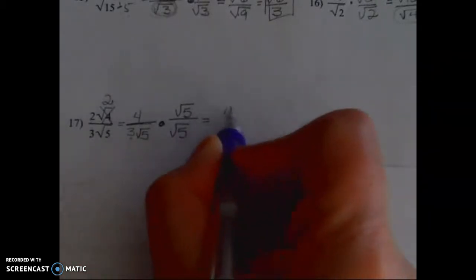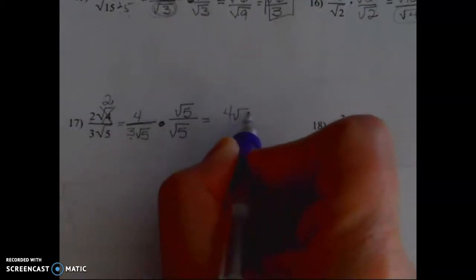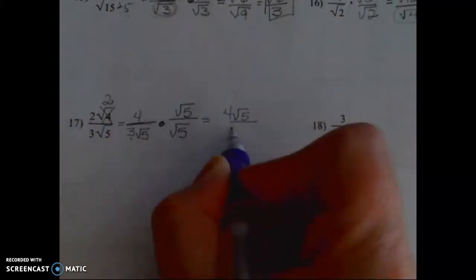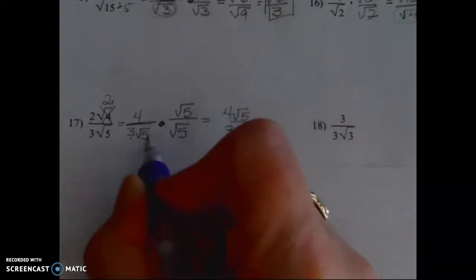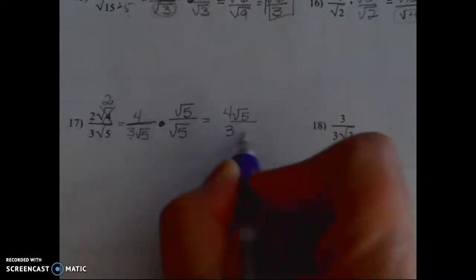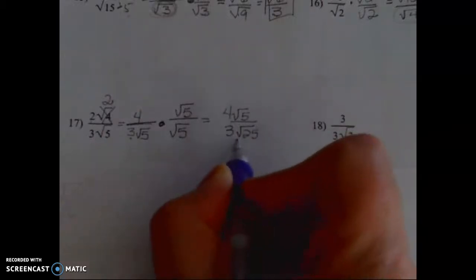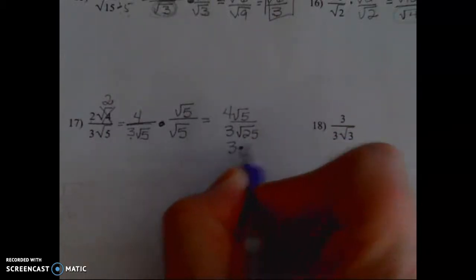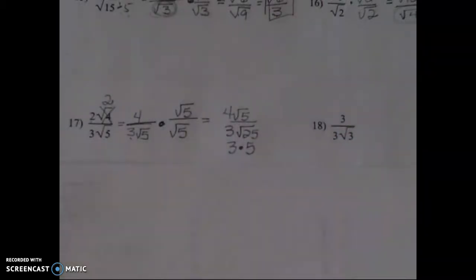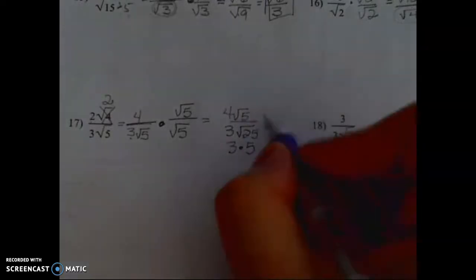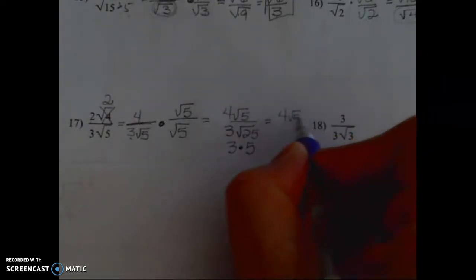This gets me 4 root 5 over 3 times the root of 5 times the root of 5 is the root of 25. Look at that perfect square. Square root of 25 is 5, and you have to multiply it by the number in the front. You will end up with 4 root 5 over 15.